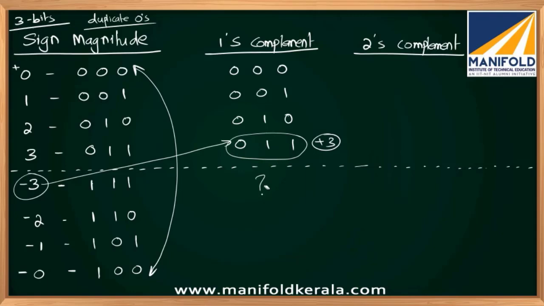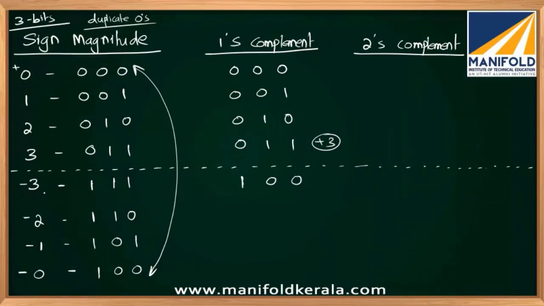Now take the ones complement of this binary string. What is the ones complement? Just invert the bits. If you invert the bits, you will get 100. And this is the representation for negative 3 in ones complement format. So that is the rule for ones complement representation for negative numbers. If you want to represent negative 3, you go to plus 3 first, look at the code for plus 3, and just apply ones complement to that. That will give you the representation for negative 3.